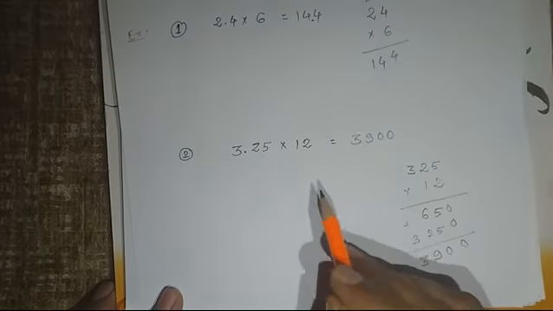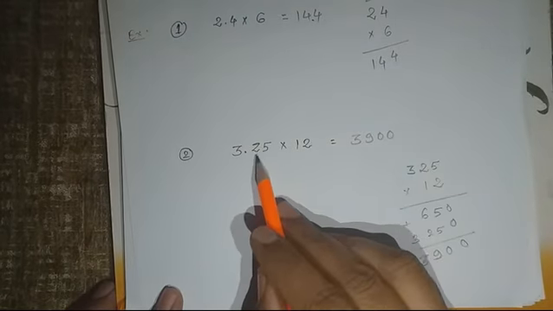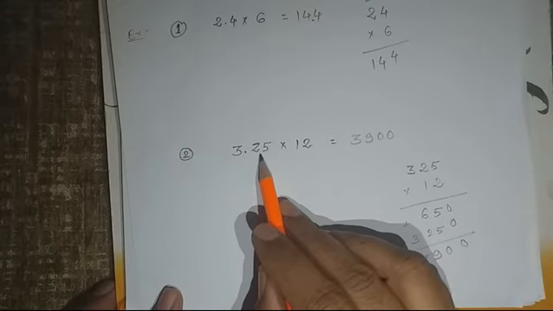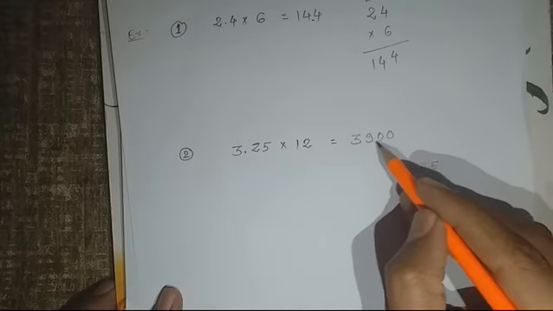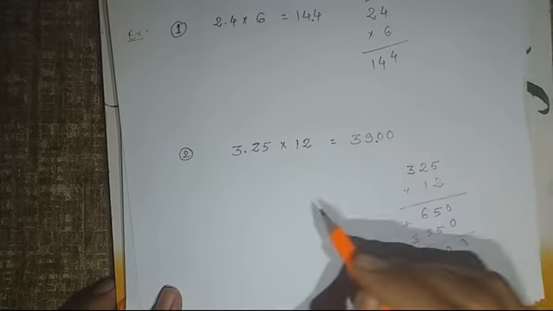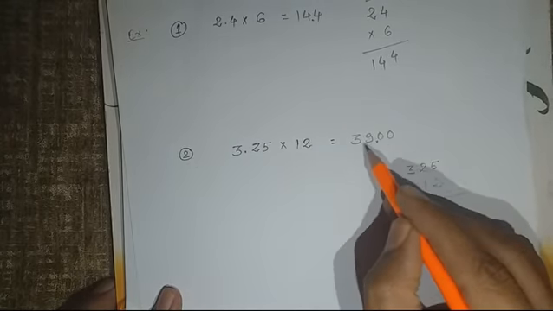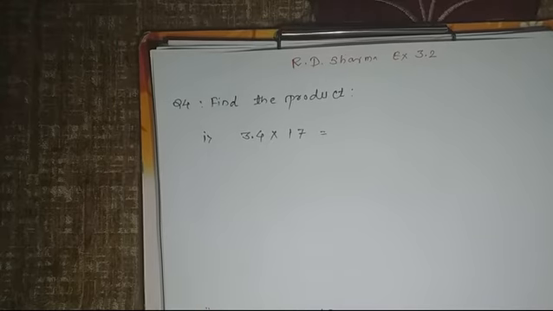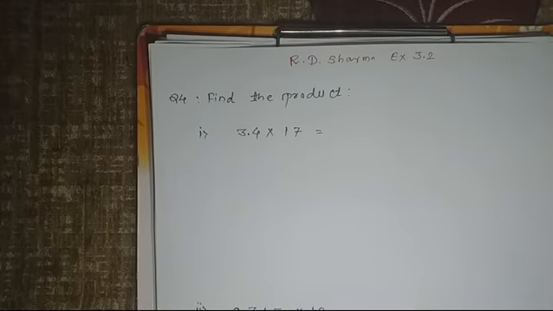Then as per the second rule, I will check how many decimal places are there in the decimal number. In this case, there are two decimal places. So we have to adjust the two decimal places in this product. So the answer is 39.00 or simply you can write it as 39. Now let's see some questions from R.D. Sharma exercise 3.2. See here question number 4, find the product.